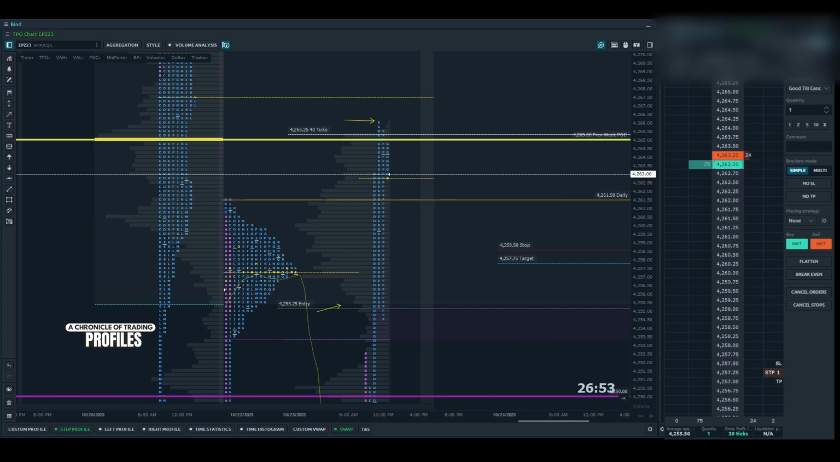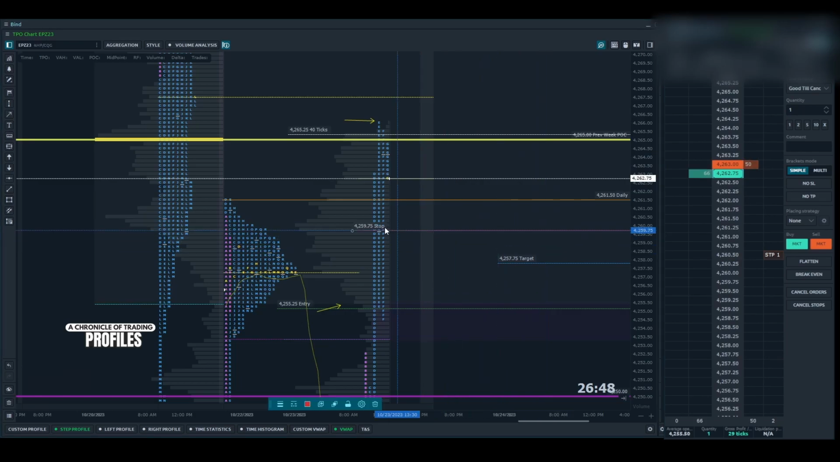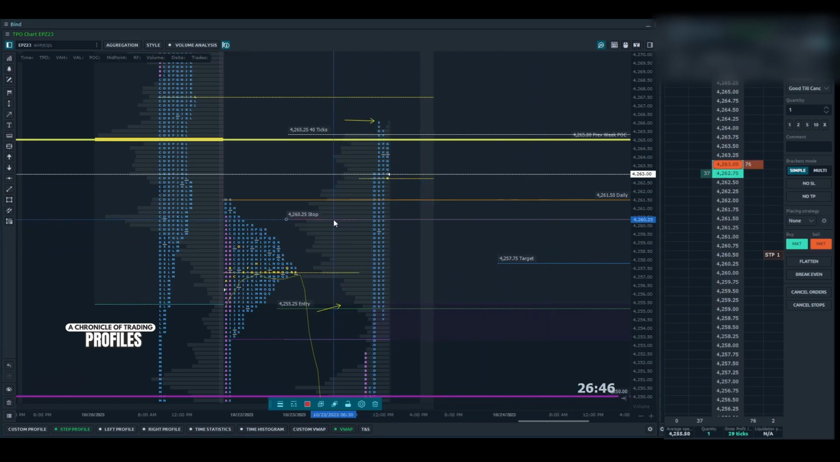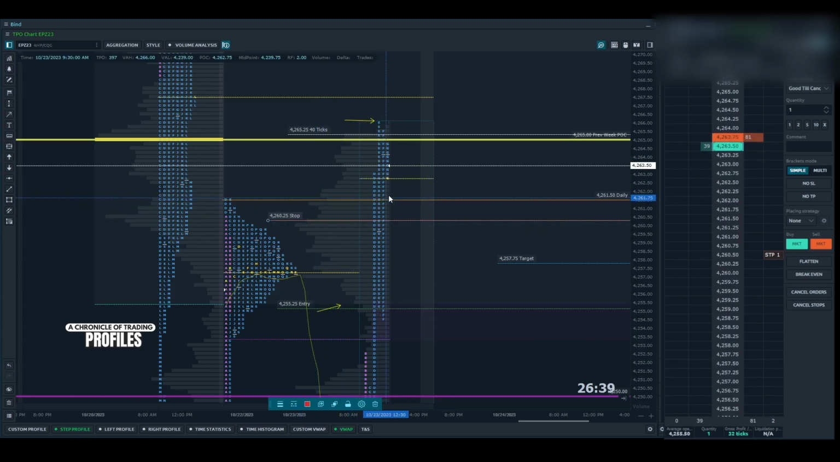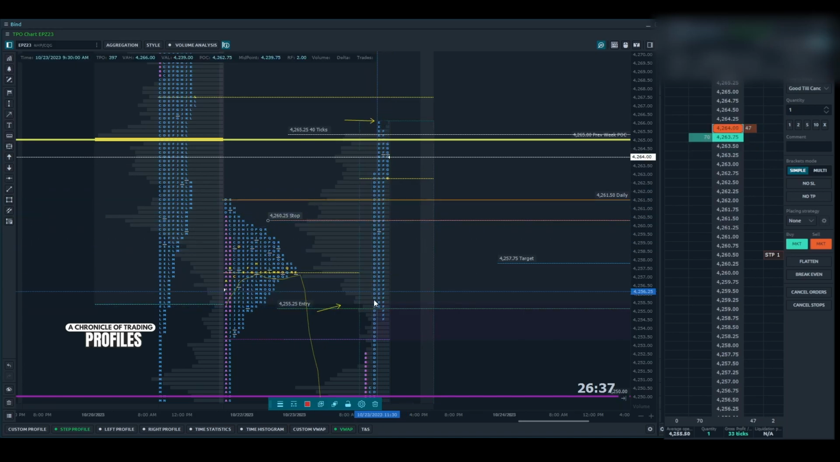I'm going to move this stop up. We're going to go right about there. That way we can test this overnight high, but I'm not giving up too much of this here.